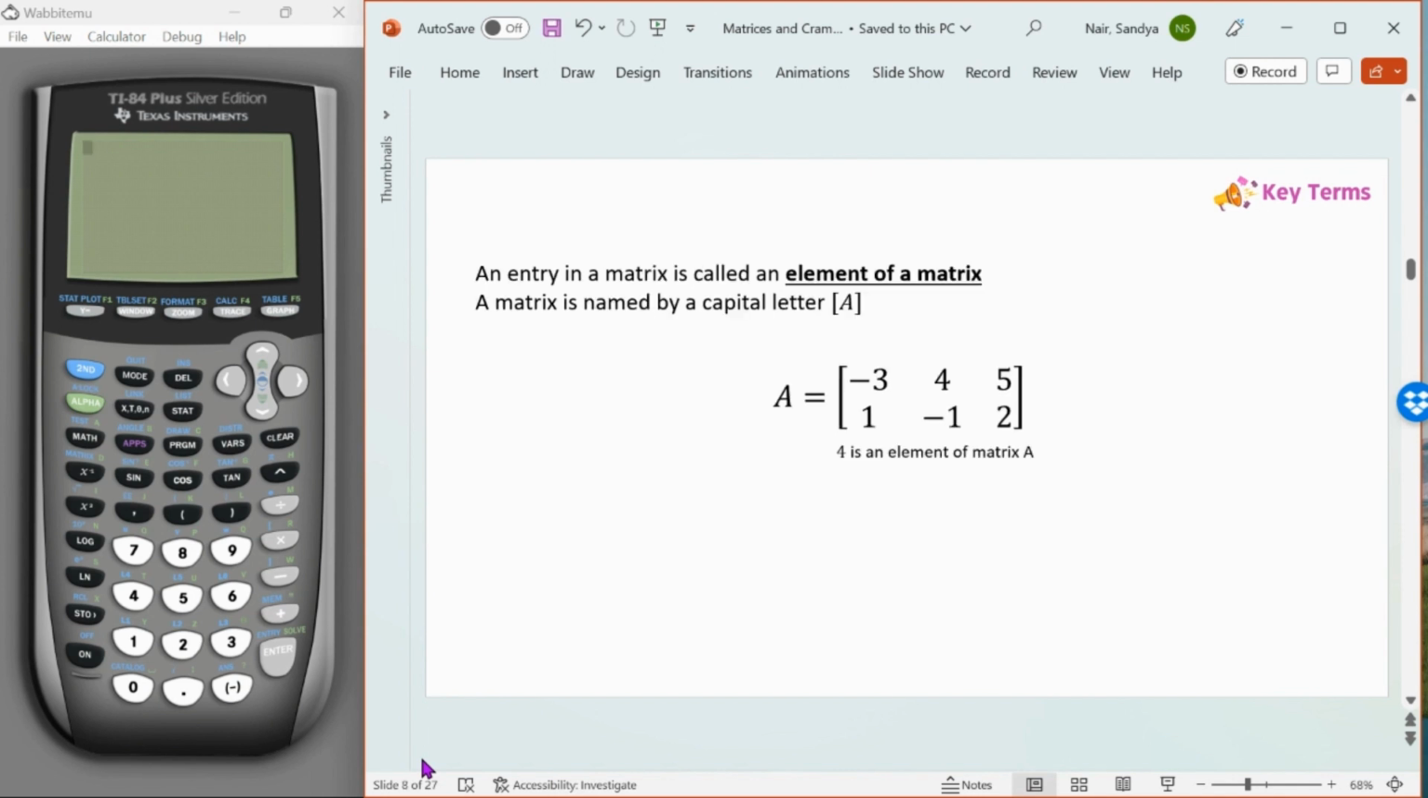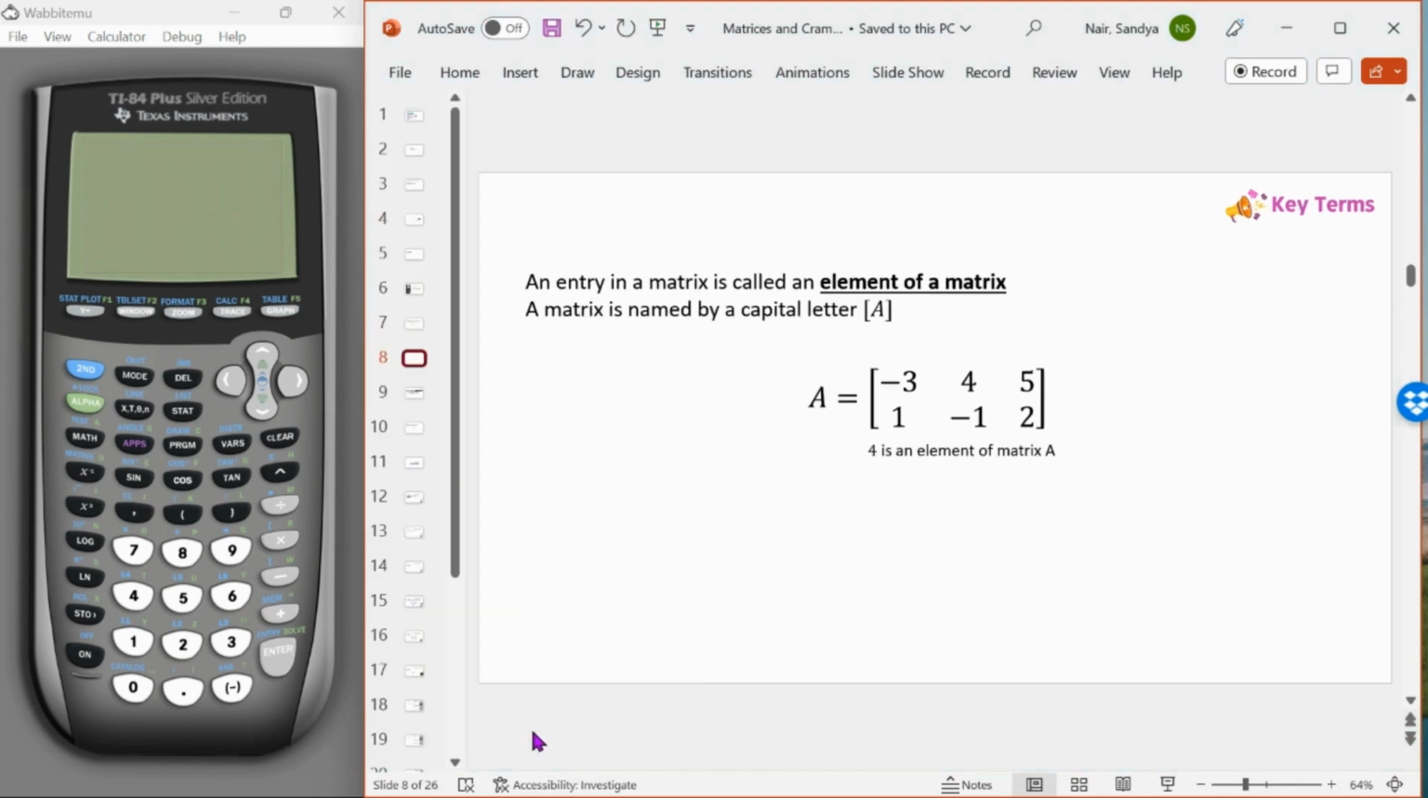So an entry in a matrix is called an element of a matrix. So notice that this example matrix has 6 elements in it. A matrix can be named by a capital letter. So if you see a capital letter with brackets around it, that means that we're talking about a matrix. So notice that this example matrix is called matrix A, and that 4 is an element of this matrix.